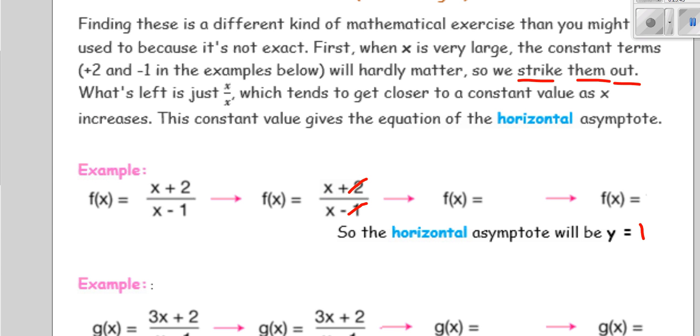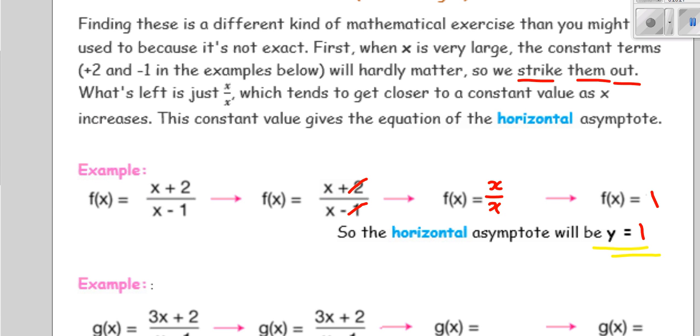We're not quite done. We've still got a few things to fill in. Yes, Krista? So we cancel off the signs as well? Yeah, you're right. The signs don't matter either. So now we just think of it as being just x over x. Imagine we've subbed in a really large value for x, the constant terms won't really matter anymore. And therefore you get x over x, and x divided by x cancels to 1. So the horizontal asymptote will be y equals 1.